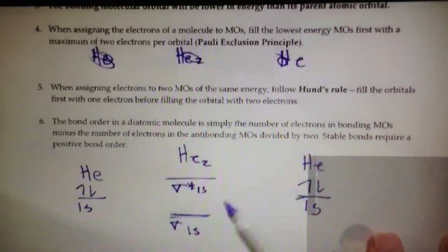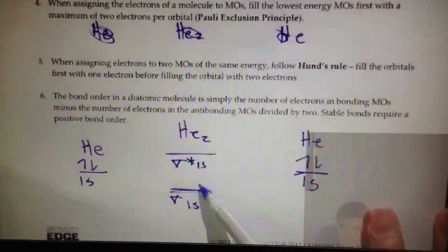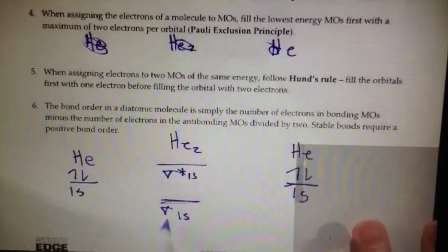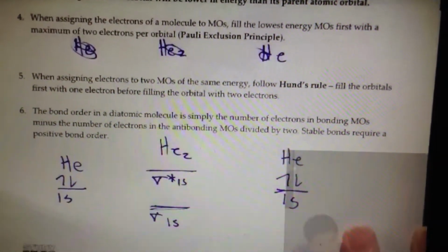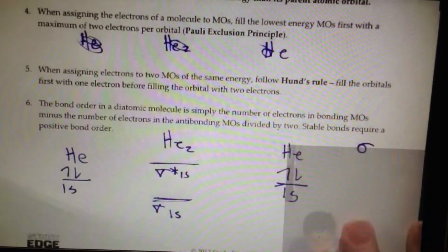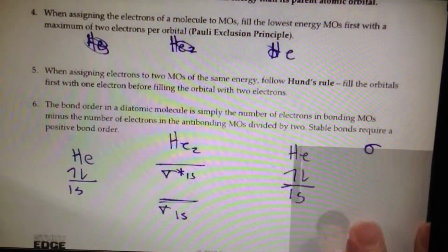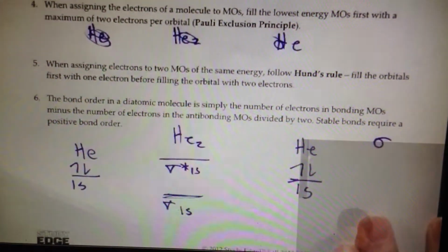And the star denotes what? What does the star denote? Antibond. The sigma is just a little upside down V. Okay? Some people write sigma like this. It's like a little circle. I like it like this. Same thing. Okay? So here we go.